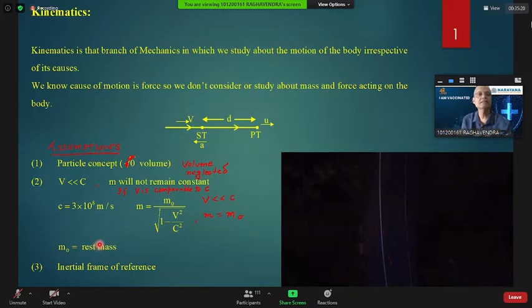For example, if v becomes equal to c, then this quantity will become 0. 1 minus 1 is 0. Root of 0 is 0. Anything divided by 0 becomes infinite. So when you move with the velocity of light, your mass will become infinite. Actually, according to Einstein's special theory of relativity, total mass will convert into energy.